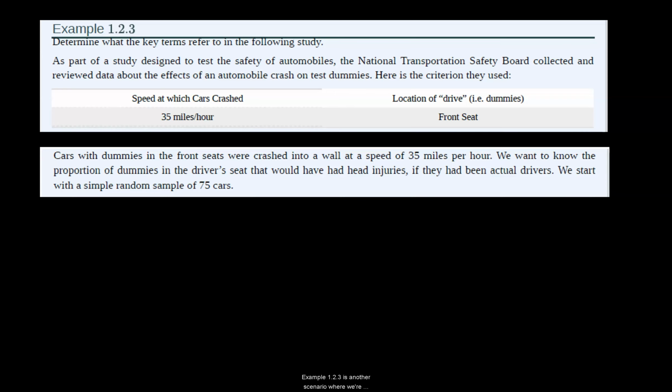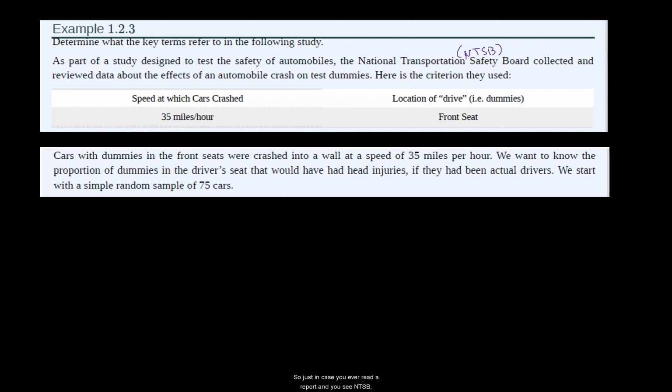Example 1.2.3 is another scenario where we're identifying key terms. As part of a study designed to test the safety of automobiles, the National Transportation Safety Board, NTSB, collected and reviewed data about the effects of an automobile crash on test dummies. Here's the criterion they used.